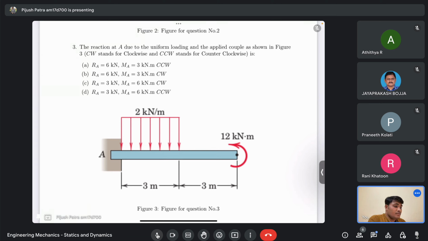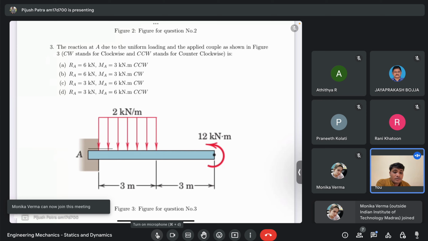Fine. Now, after drawing this free body diagram, you just apply three equations. So what are the three unknowns from here? Can anyone tell? This type of question they will definitely ask.